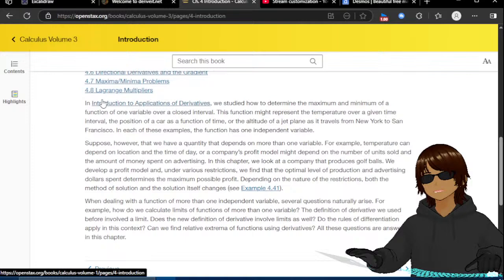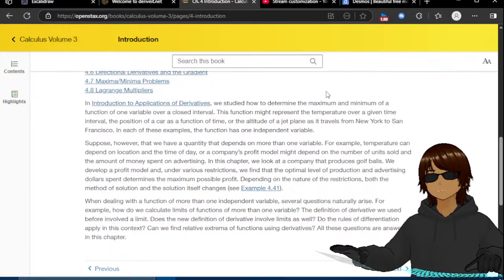In Introduction to Applications of Derivatives, we study how to determine the maximum and minimum of a function of one variable over a closed interval. This function might represent the temperature over a given time interval, the position of a car as a function of time, or the altitude of a jet plane as it travels from New York to San Francisco. In each of these examples, the function has one independent variable.